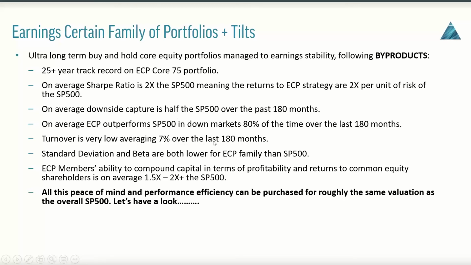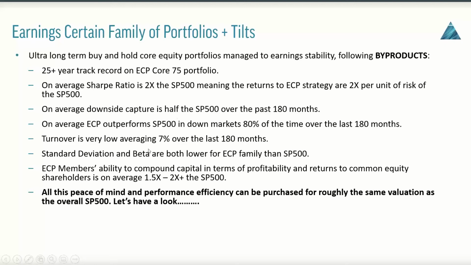We don't like to make changes to these portfolios, right? These are long term. We like to know where earnings are going to be 1 year forward with 95% accuracy. So if we're constantly turning over the members in that portfolio, that's going to skew one of our objectives. So turnover has to remain low. Standard deviation and beta are both much lower for the ECP family than the S&P 500.